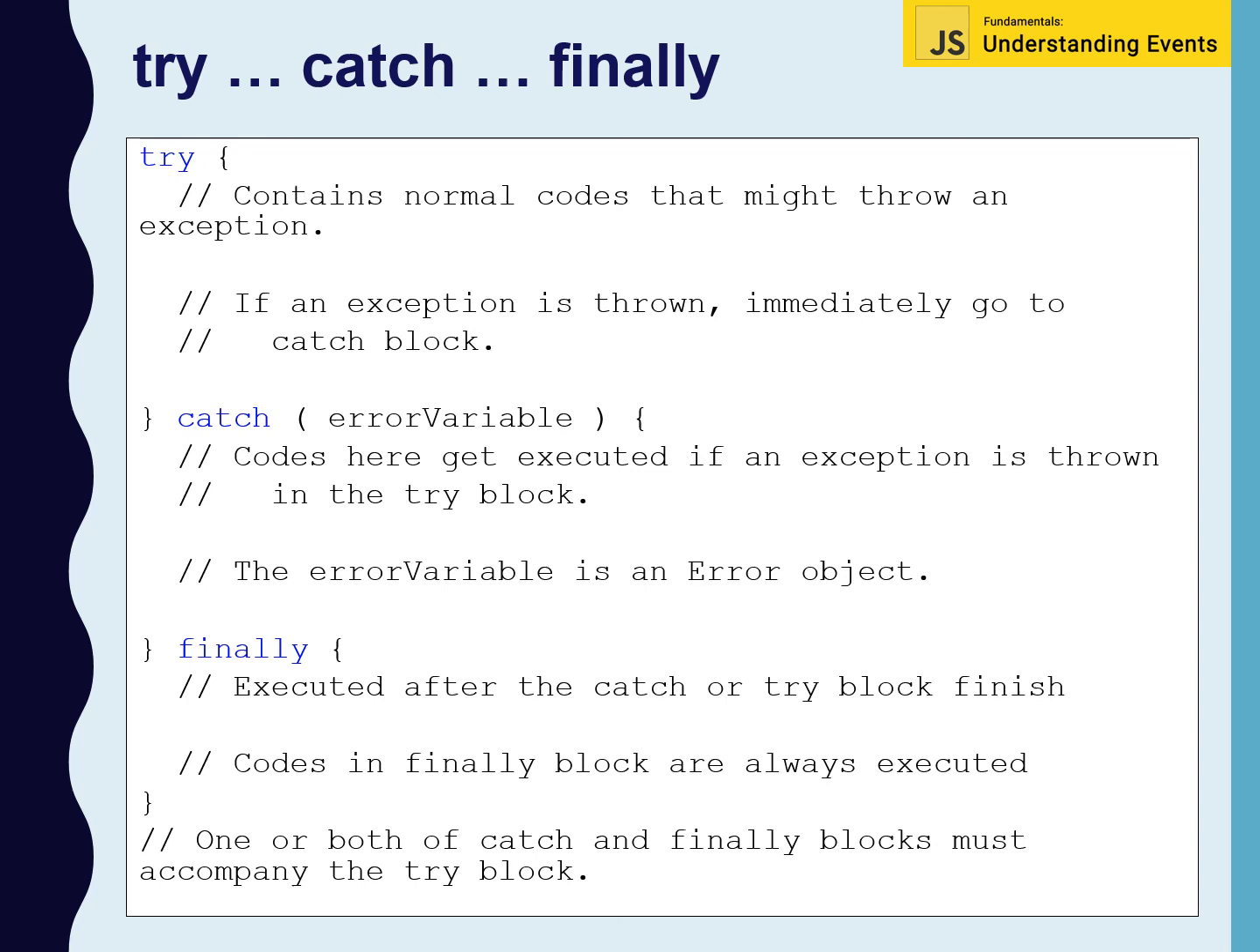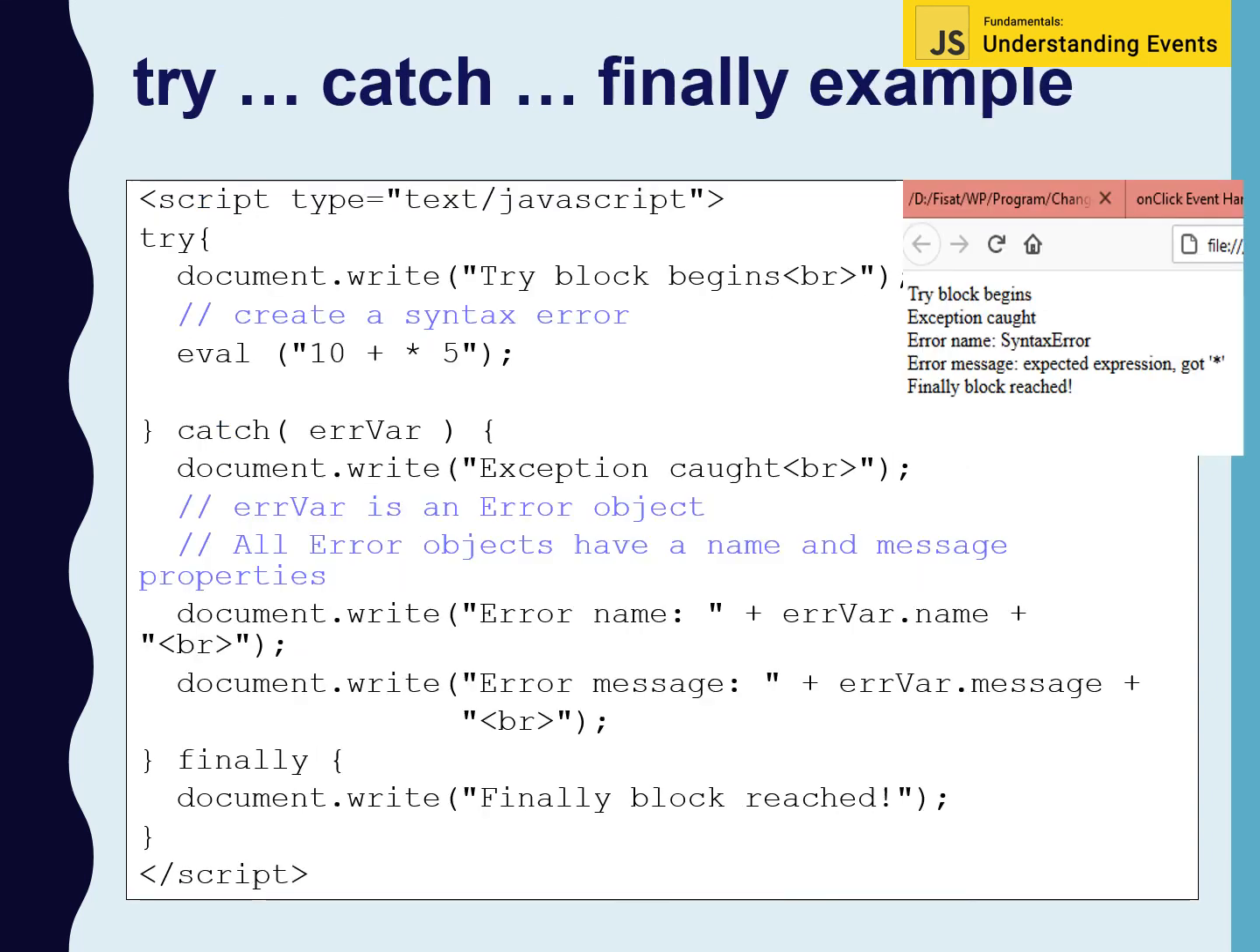So the thing here is that try contains normal code. If the normal code contains any error or exception, that will be handled by the code inside the catch block. Finally is a block associated with try catch. Whether an exception occurs or not, the finally block will be executed. So here is an example.